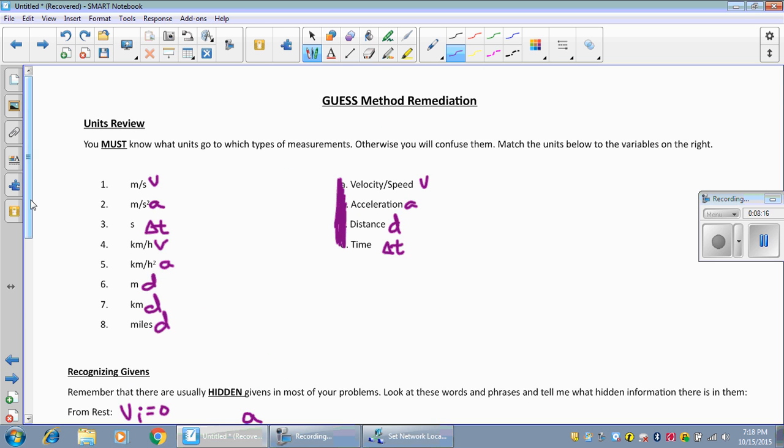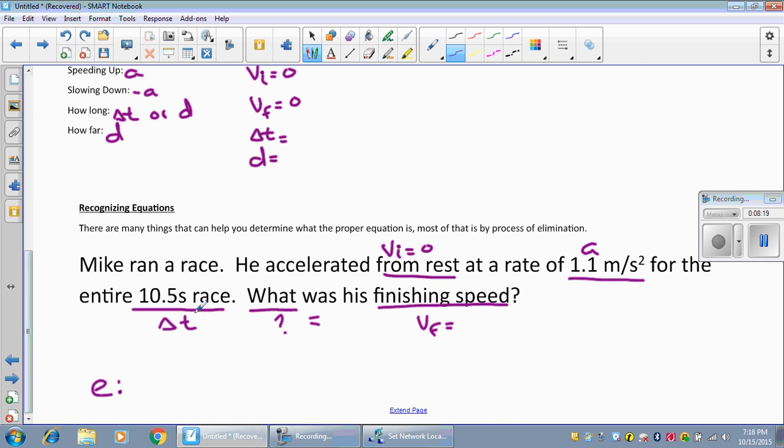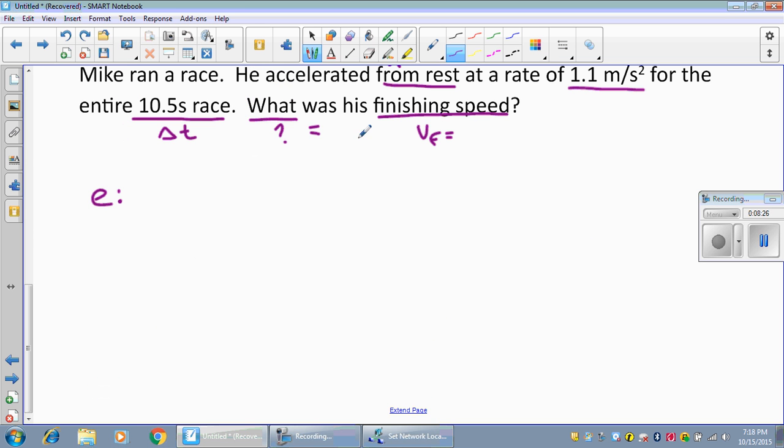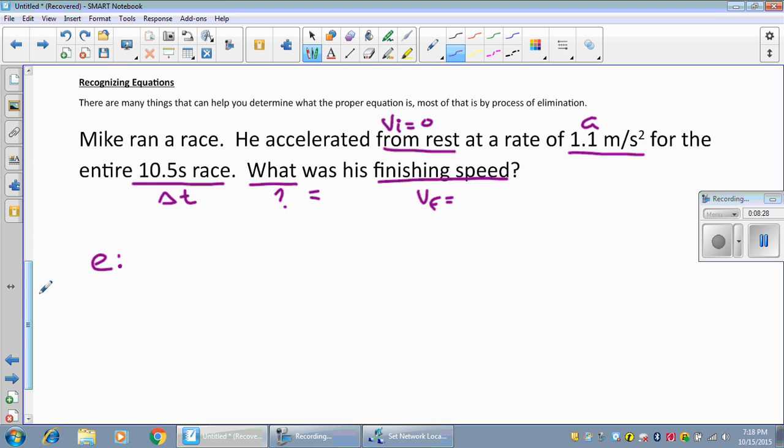Here we go. So I have to pick an equation that uses all these symbols, okay? And I can't have more than one missing variable. So look, the v final is missing, right? So pause it, take a look at your equations, and decide which one it's going to be. All right, let's try it out. The actual right equation is this one. Acceleration equal to velocity final minus velocity initial over change in t. Did you get that right?